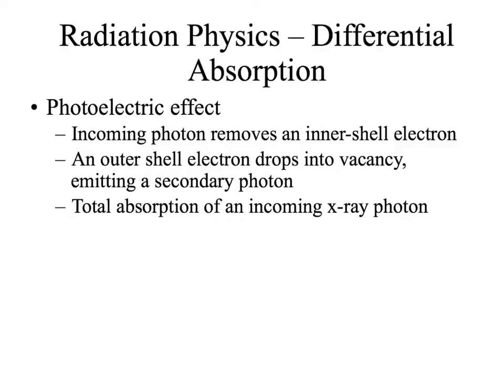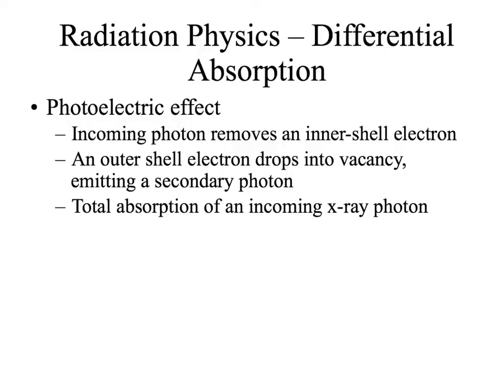All right. So in terms of differential absorption, things that are happening inside the patient, one of the ones that we're really interested in is the photoelectric effect, right? So this is a case in which an incoming photon, now we're no longer talking about electrons, we're talking about photons, this wave-particle duality kind of thing, right? An incoming photon removes an inner shell electron, so a K-shell electron, and then an outer shell electron drops into the vacancy, emitting a secondary photon. This results in the total absorption of that X-ray photon, but the emission of a secondary photon.